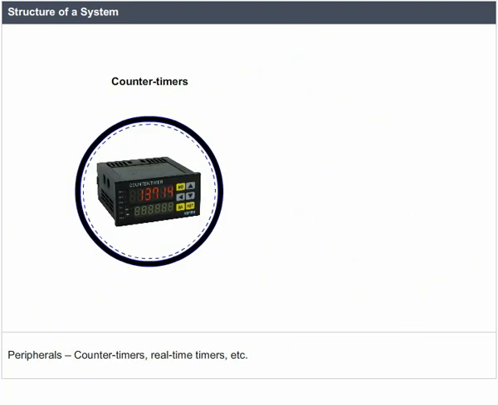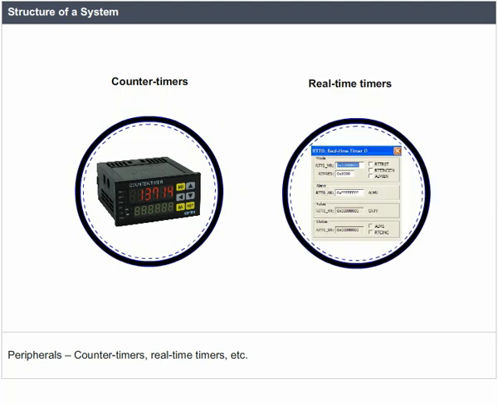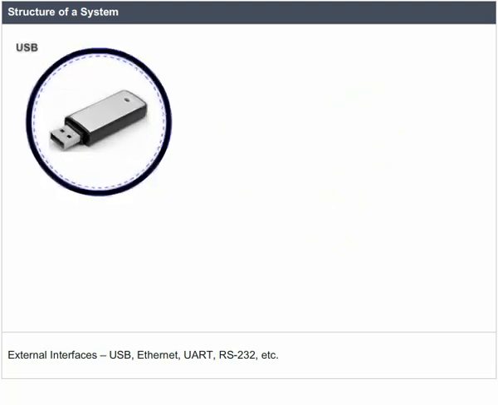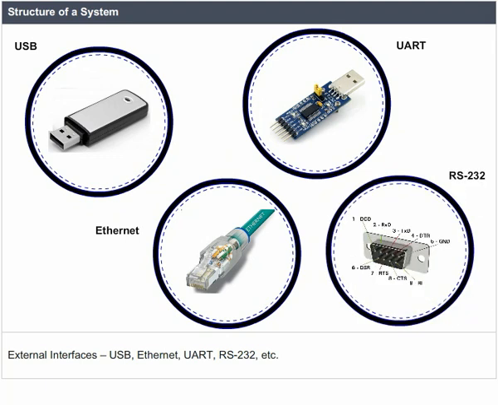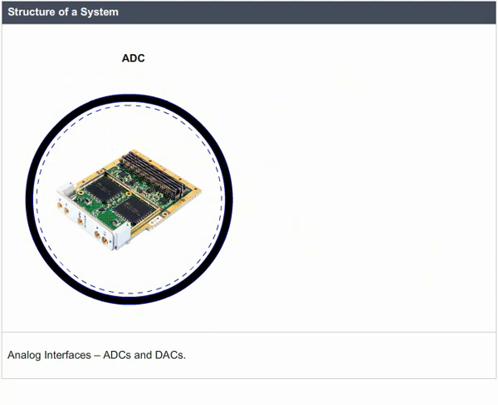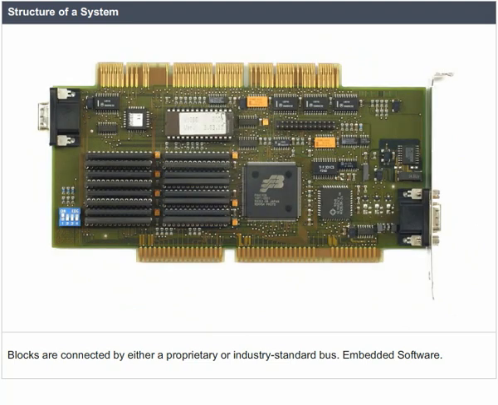Peripherals: counter timers, real-time timers, etc. External interfaces: USB, Ethernet, UART, RS-232, etc. Analog interfaces: ADCs and DACs. Blocks are connected by either a proprietary or industry standard bus. Embedded software.